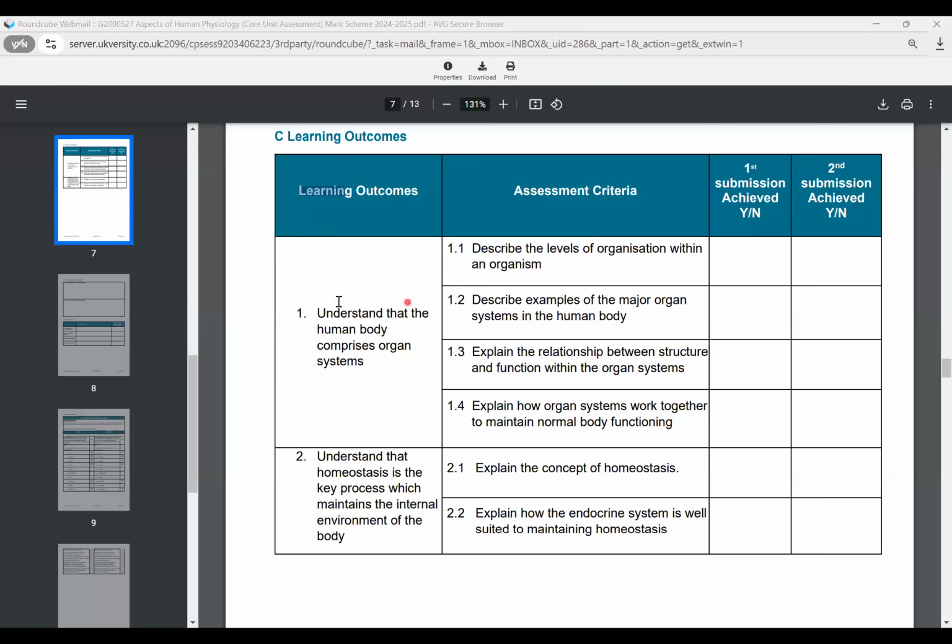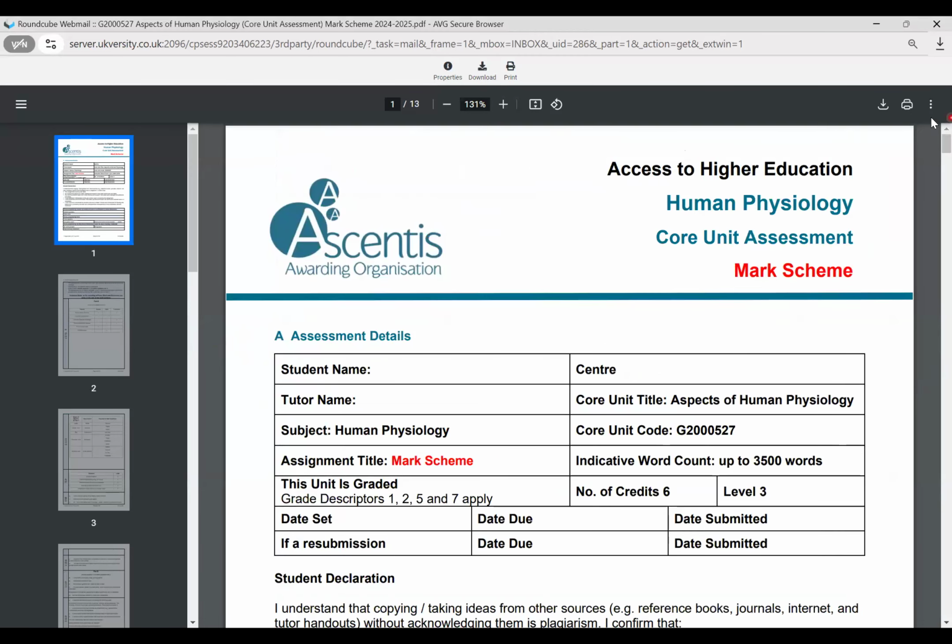Okay. So I share this because if you know this beforehand, you know what to focus on. I do this with every unit that I start with the students. So for this unit, we're talking about human physiology. If we go here, you have all the details.